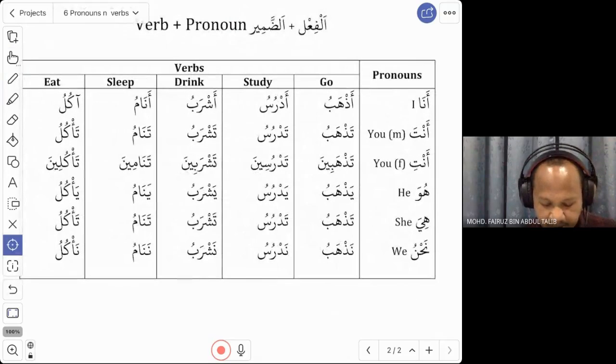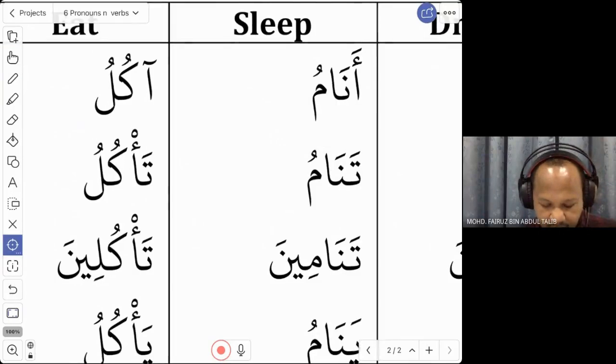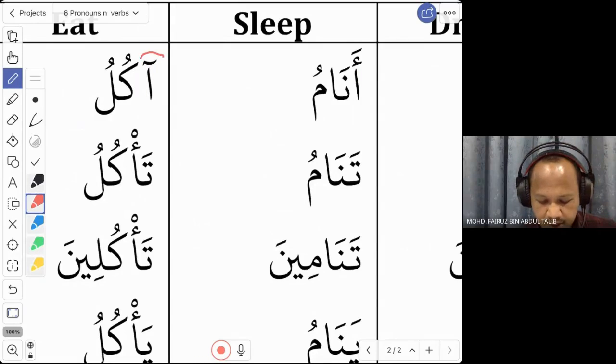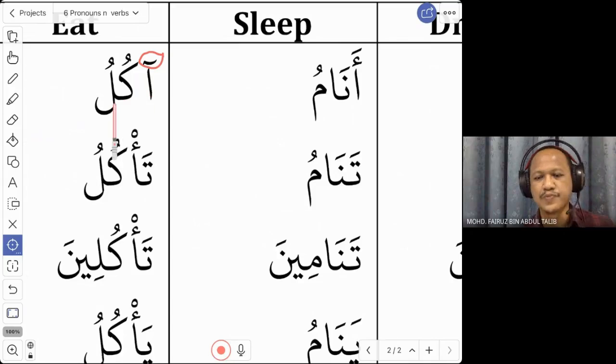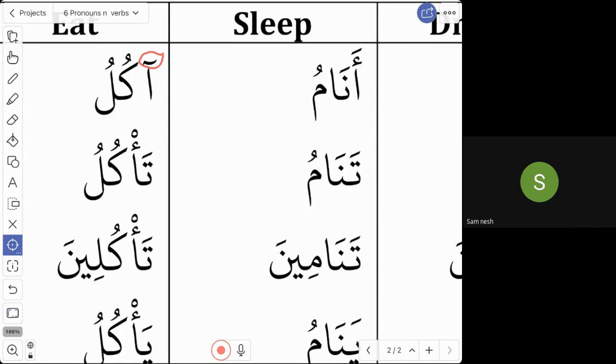And the last verb for today is to say I eat. The word eat is this. You look at this word. This is A, but you see this symbol? This is the long vowel. This is similar to the short one, but if you see this one, this is the long vowel. So instead of a short A, we say a long A. So here the word is akulu.